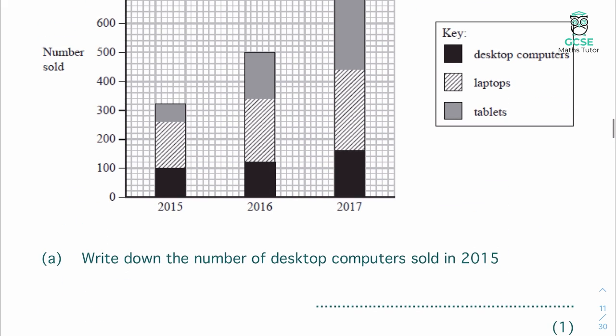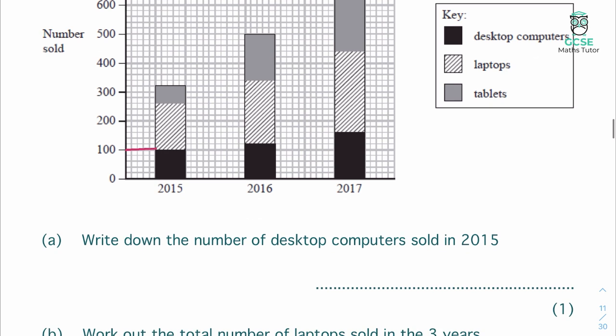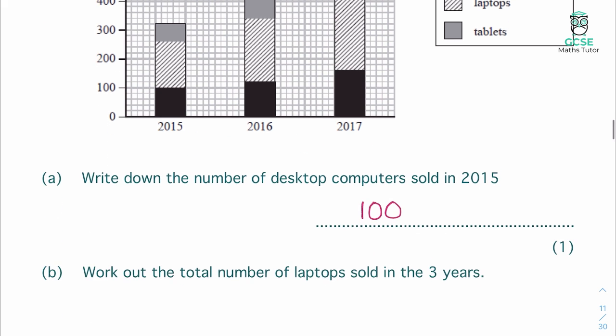Let's have a look at what we've got. Write down the number of desktop computers sold in 2015. So look at our key, that's the black or the solid bar. So in 2015, if we just trace across, you do this with a ruler, be really careful, that's on 100. So there's 100 desktop computers sold in 2015. Make sure you do that with a pencil so you're not drawing all over it all the time.